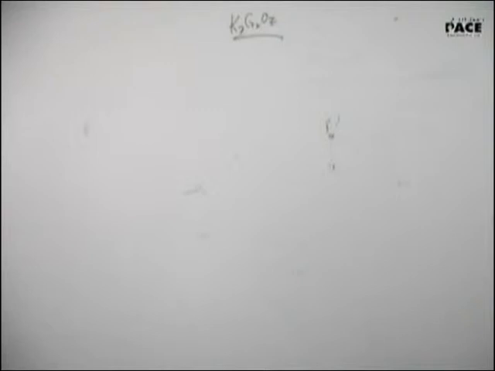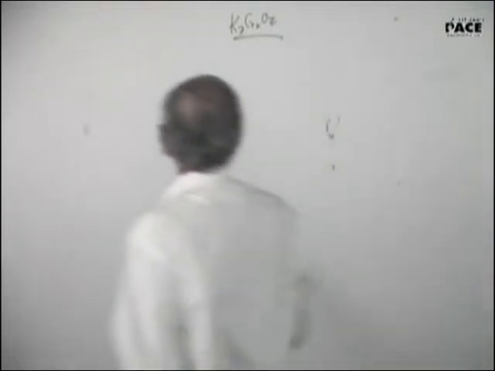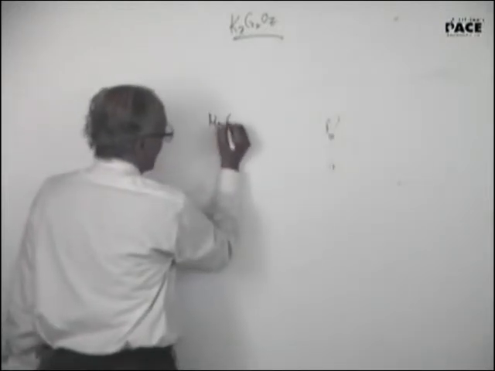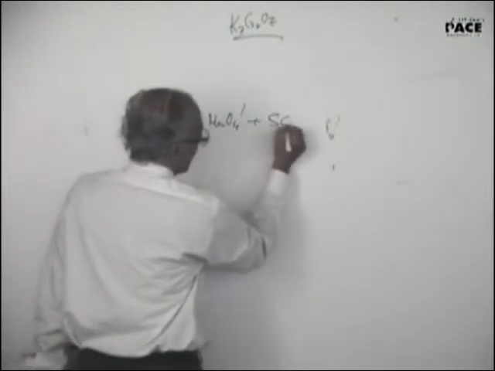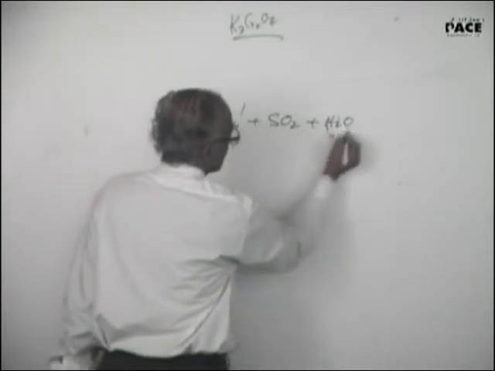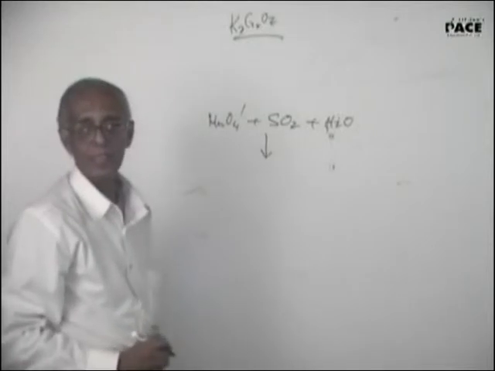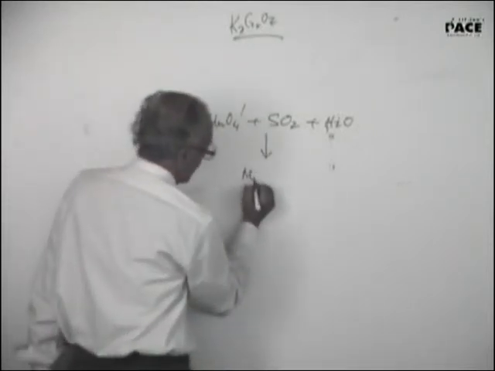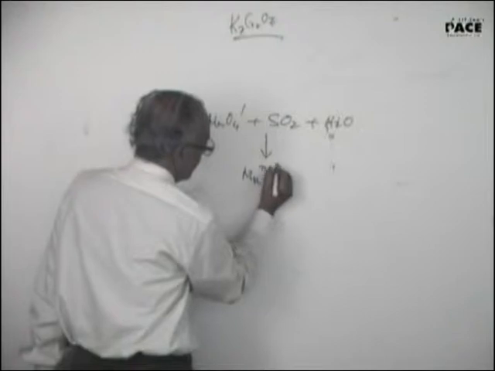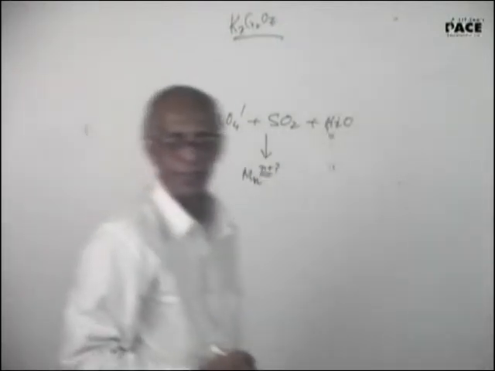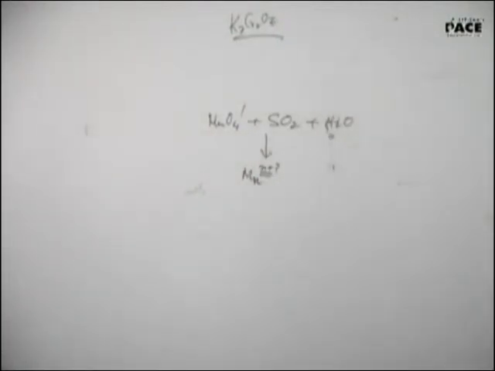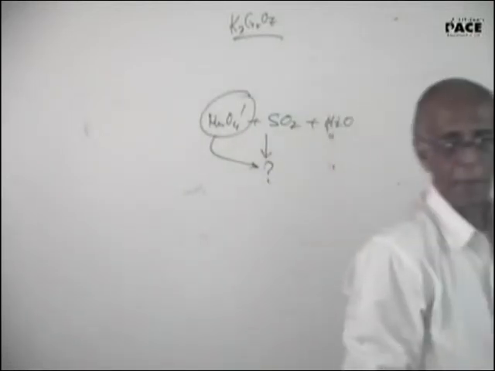So remember, if I use permanganate plus sulfur dioxide plus water, what will be the manganese product? What is the value of n? What will be the product of manganese? MnO2? No.